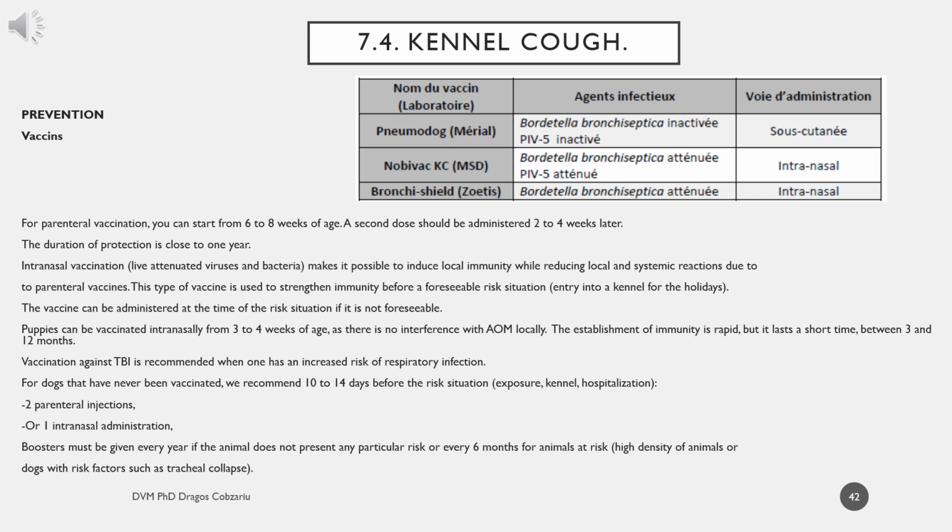Vaccination against TBI is recommended when one has an increased risk of respiratory infection. For dogs that have never been vaccinated, we recommend 10 to 14 days before the risk situation, exposure, kennel, hospitalization, 2 parenteral injections or 1 intranasal administration. Boosters must be given every year if the animal does not present any particular risk, or every 6 months for animals at risk, high density of animals, or dogs with risk factors such as tracheal collapse.